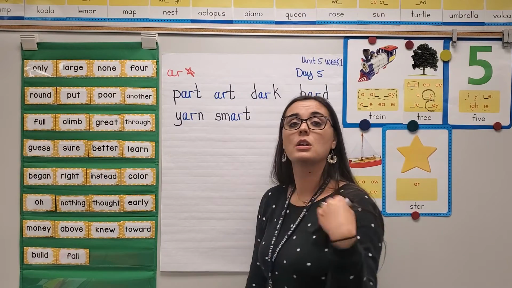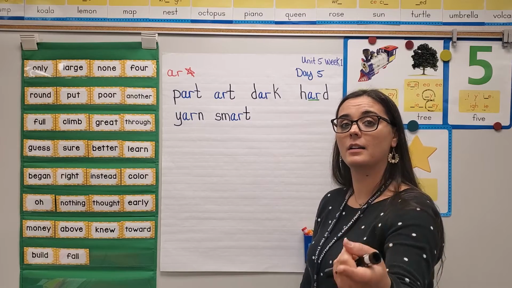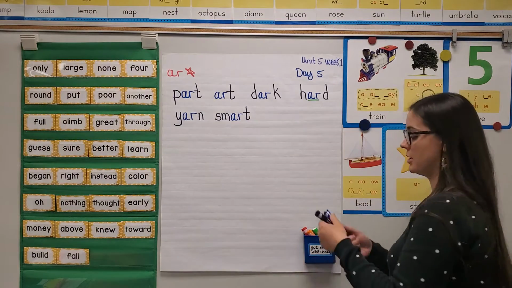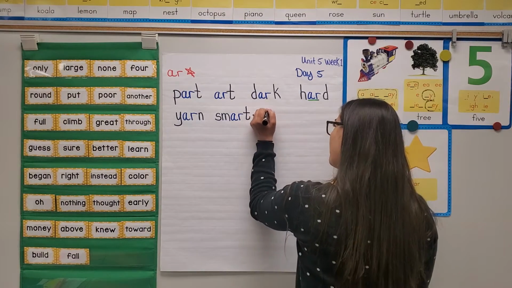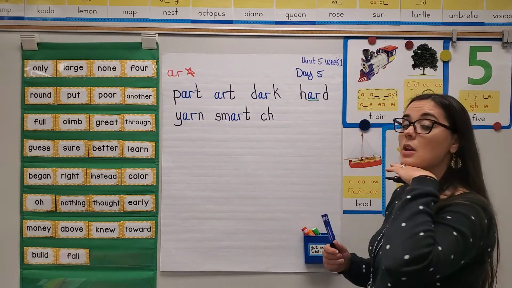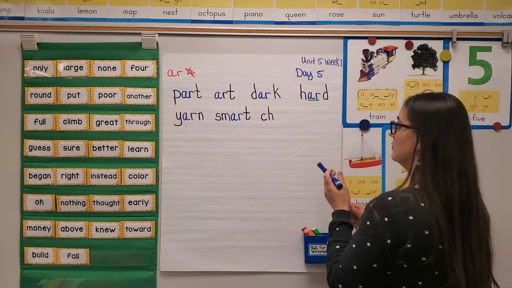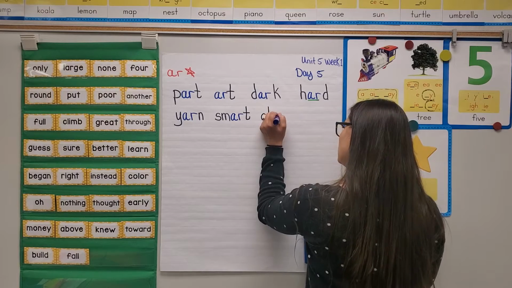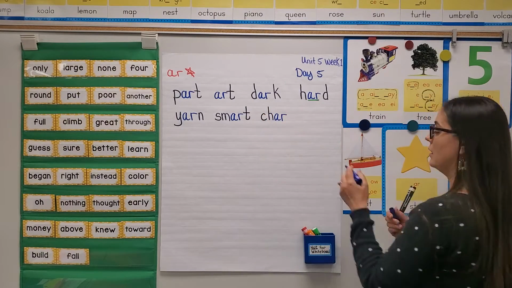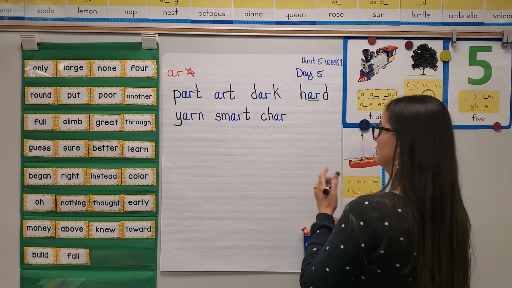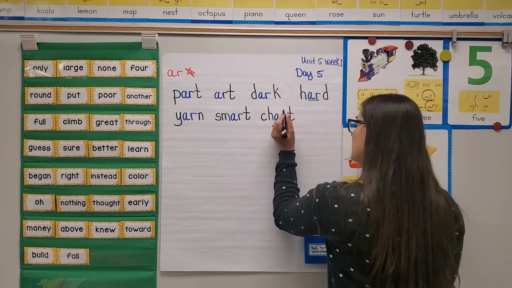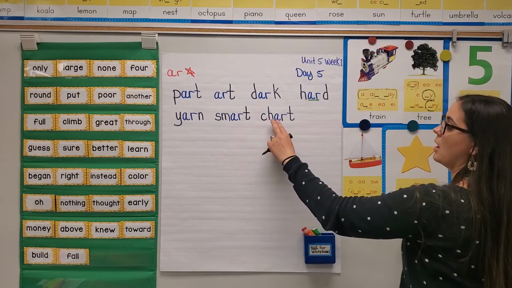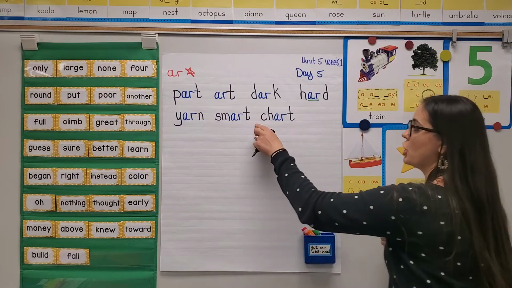Chart. Your turn. Cha, R, ta, chart. Remember CH, cha. AR, R. T says ta, cha, art, chart.